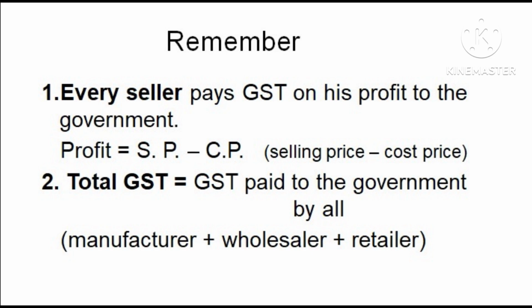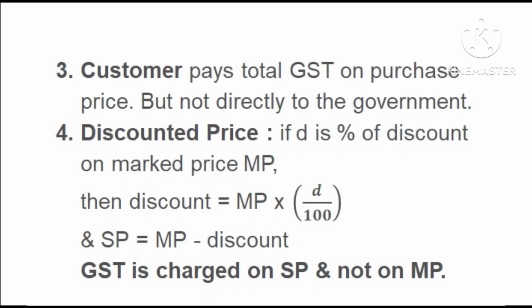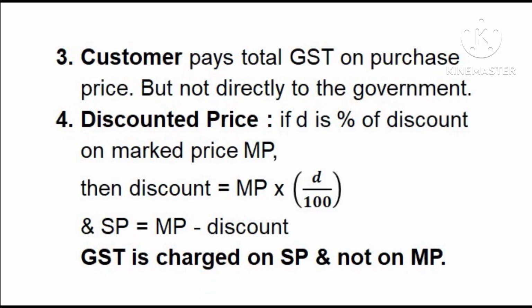Remember, every seller pays GST on the profit earned by him to the government. Profit is equal to selling price minus his cost price. 2. Total GST equals GST paid to the government by all the parties, that is, manufacturer, wholesaler and retailer. 3. Customer pays total GST on his purchase price, but he does not directly pay it to the government.